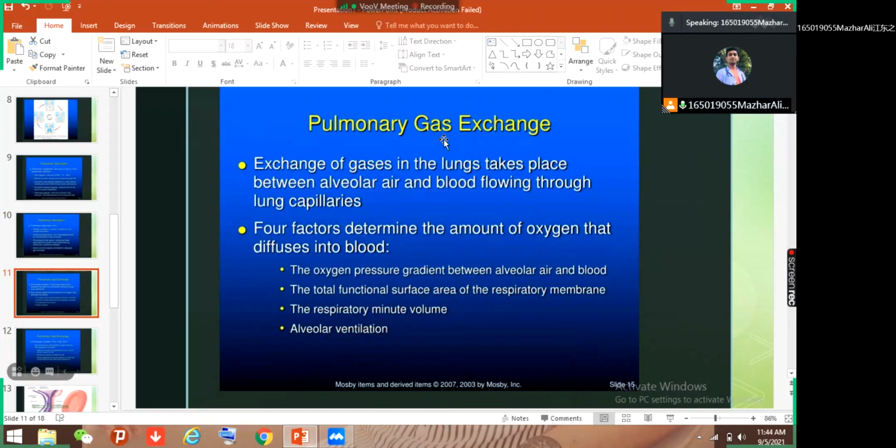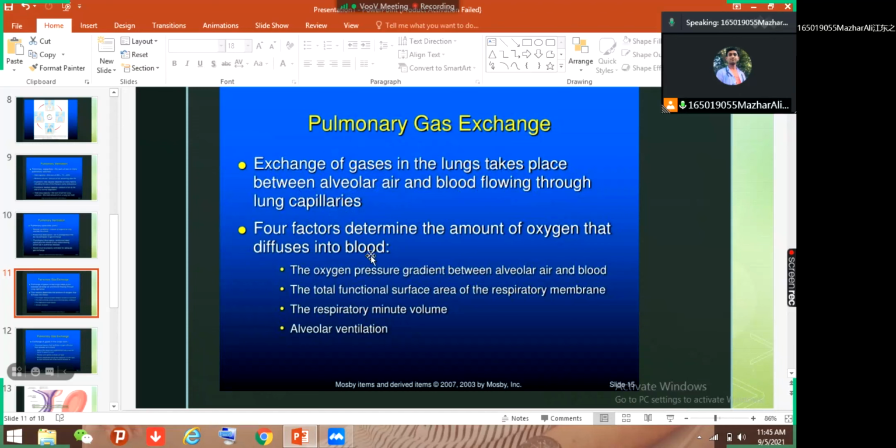What's the pulmonary gas exchange? Now here, how gas exchange takes place between blood and alveoli. Again, listen: how the gas exchange happens between the alveoli and blood. Exchange of gases takes place between the alveolar air and the capillaries, because blood flows through the lung capillaries. So between alveoli and capillary, these are the two compartments where gas exchange takes place.